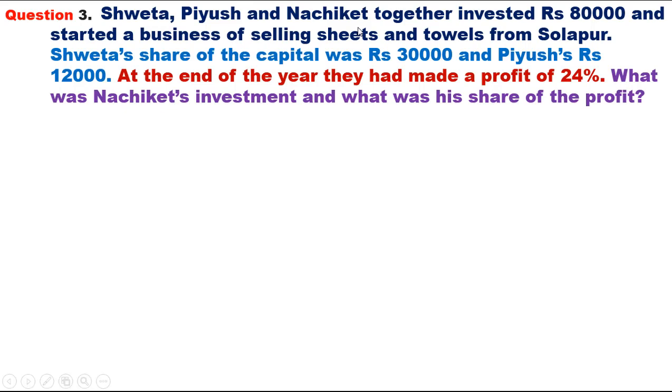Question third. Shweta, Piyush and Nachiket together invested 80,000 and started a business of selling sheets and towels from Solapur. Shweta's share of the capital was rupees 30,000 and Piyush's rupees 12,000. At the end of the year they had made a profit of 24%. What was Nachiket's investment and what was his share of the profit?